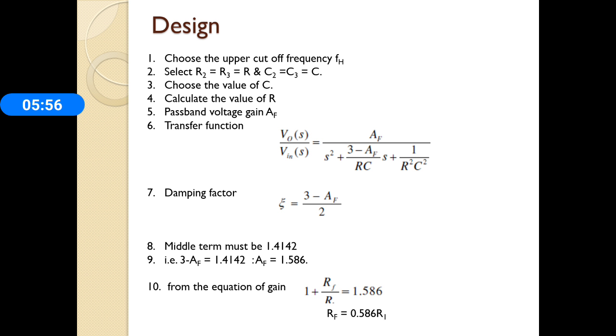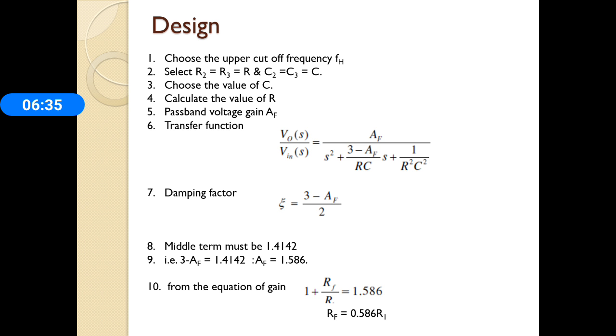Next is the design procedure. How to design this filter? This is the process. First, choose the upper cutoff frequency, called FH. To simplify the design calculation, set the values of resistor and capacitor: R equals R2 equals R3, and C equals C2 equals C3. Then choose the value of C less than or equal to 1 microfarad. Then calculate the value of R using the formula FH equals 1 upon 2 pi RC.